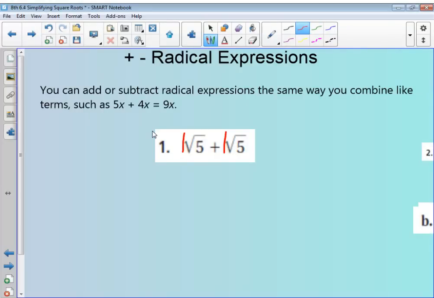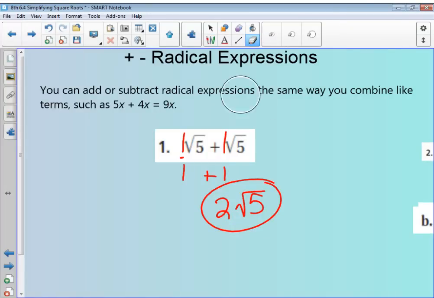So here, now when I look at this, they both have the square root of 5 attached to them. So we're going to do 1 plus 1, which would give me 2 square roots of 5. So this is my final answer for right now. Okay, so it's a pretty easy concept.